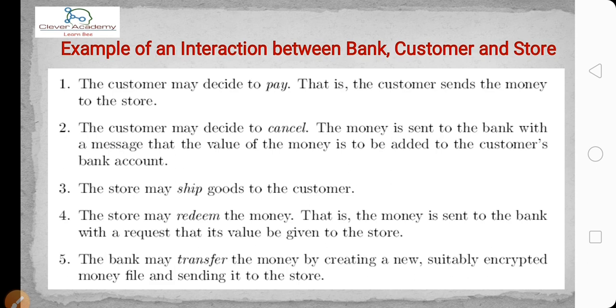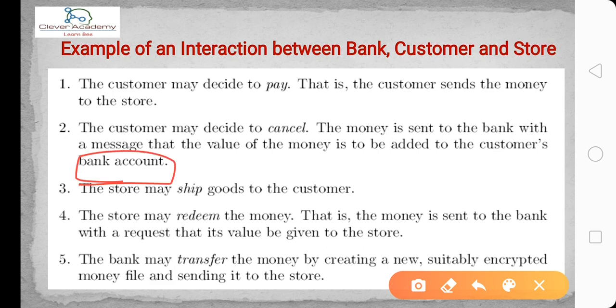So after purchasing the particular item, he wants to cancel it, just like online shopping today. Whenever the customer cancels the order, the particular amount automatically has to be deposited into the customer's bank account. That's the second one. And third, the store may ship the goods to the customer. So without any deviation or violation, the store people want to ship the goods. That is the third one.